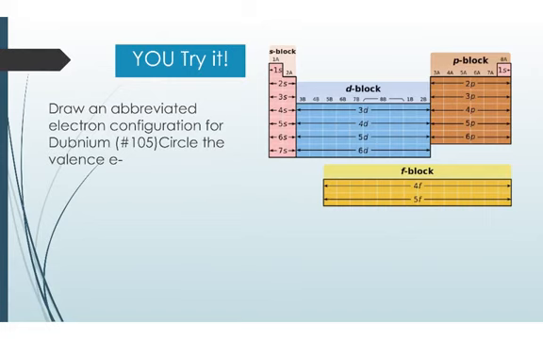All right, this is a you try it. So again, you're going to pause and then play to check your work. You're going to draw an abbreviated electron configuration for dubnium, which is element number 105. So pause now and then play to see how you did. I'm going to solve it for you now.